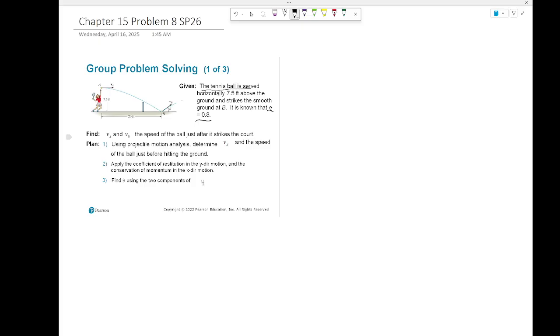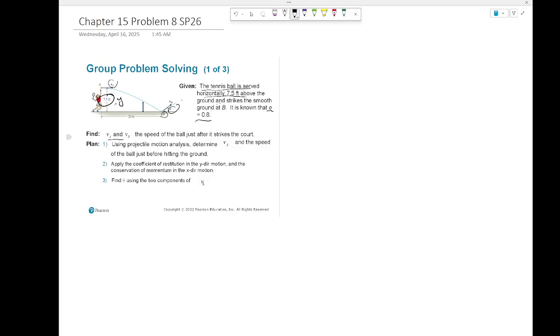The tennis ball is served horizontally 7.5 feet above the ground and strikes the smooth ground at B. So that's the Y value, remember, that's what I was talking about. That's where the ground strike happened. And you know the E value for this ball when it hits the ground. And this angle theta here, when it comes back, you've got to find the velocity VA and VB.